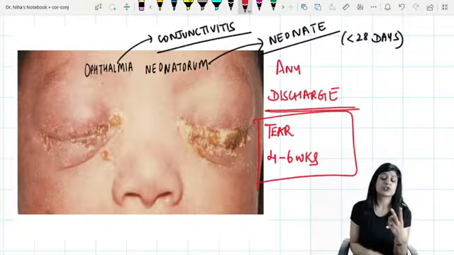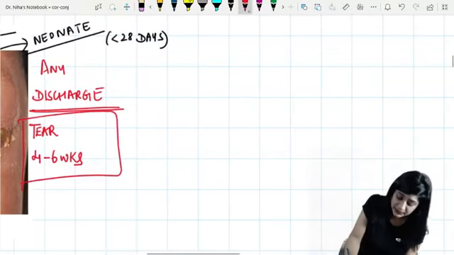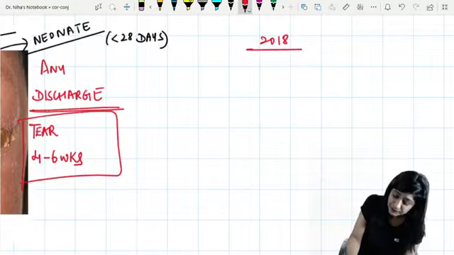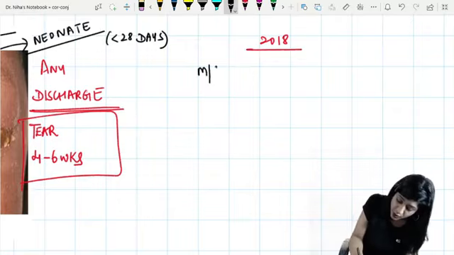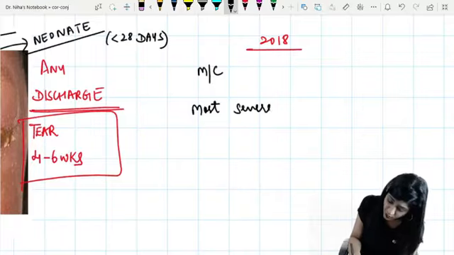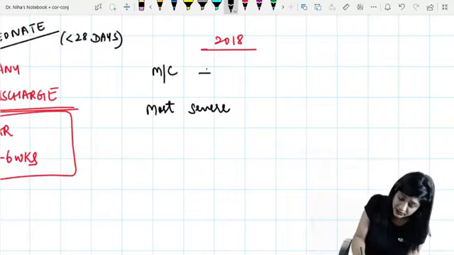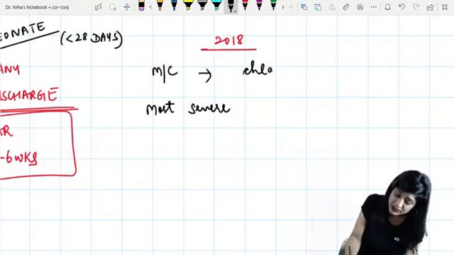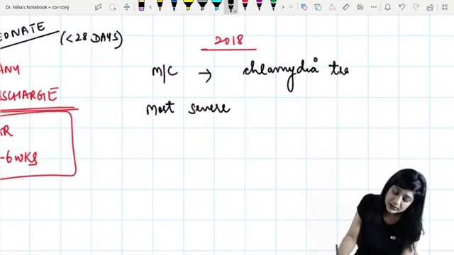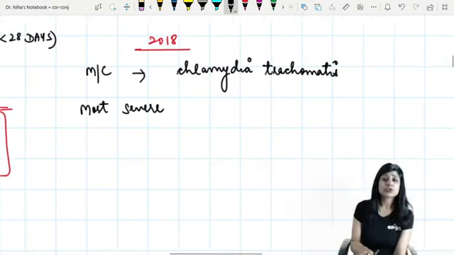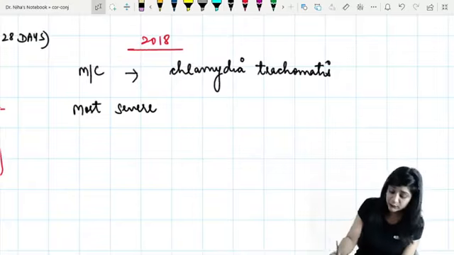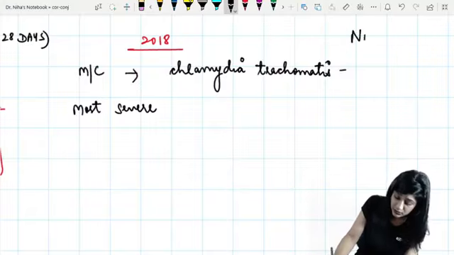Now there were two questions that were asked in 2018. One was the most common and one was the most severe. So always remember the two things. The most common cause of this neonatal conjunctivitis, the one that we have just discussed, is Chlamydia trachomatis, which is causing it at the time of birth.